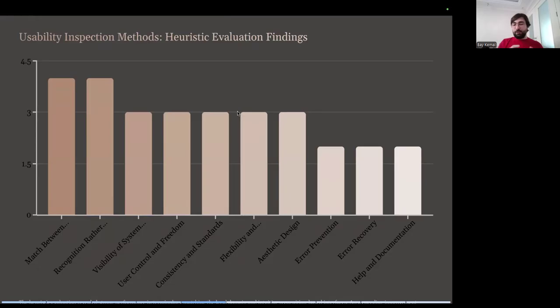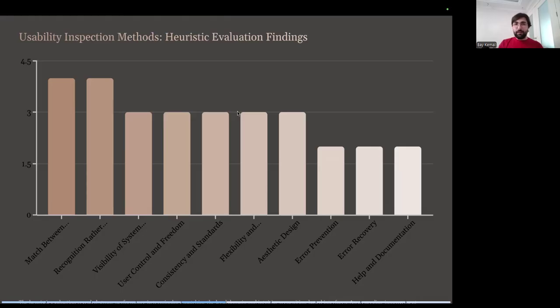But when we look under it, we can see the things that can be better: error prevention, error recovery, and help and documentation. These got 2 points out of 4 points. So these three are the things that we need to improve.